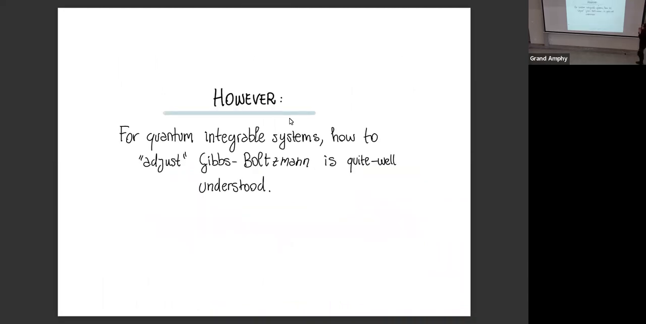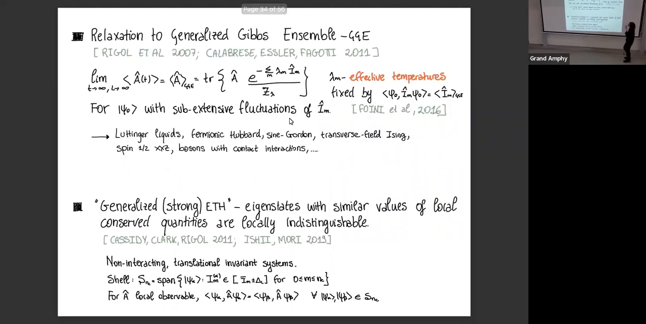The comment is, okay, you violate ETH, but on the other hand, these are systems for which you can actually say a lot of things. There has been a tremendous amount of work, in particular in recent years, on these quantum integrable systems. Your stationary values of observables will not be given by Gibbs-Boltzmann measures, but you know how to adjust this Gibbs-Boltzmann measure to get a stationary state. And this goes through the so-called generalized Gibbs ensemble.